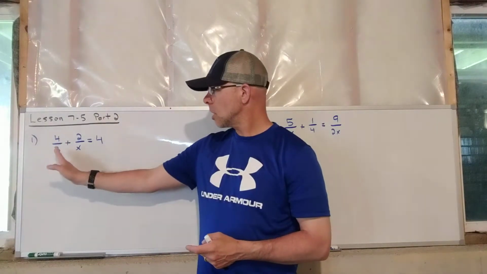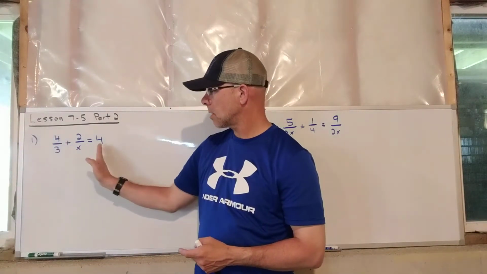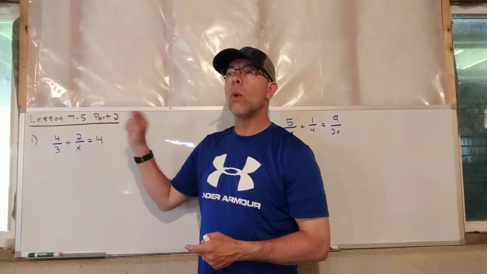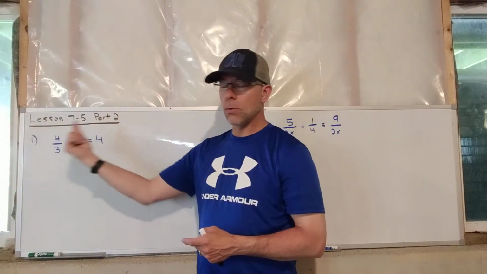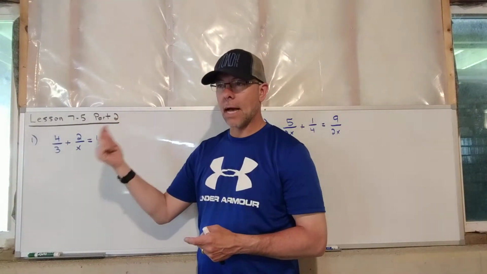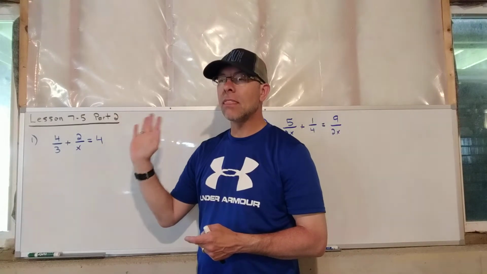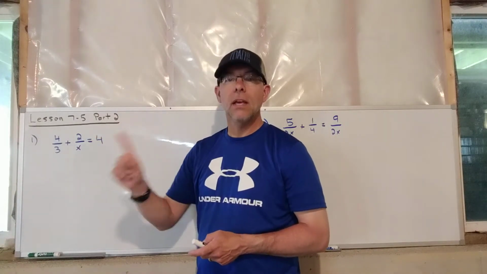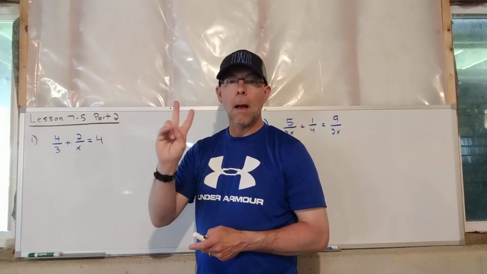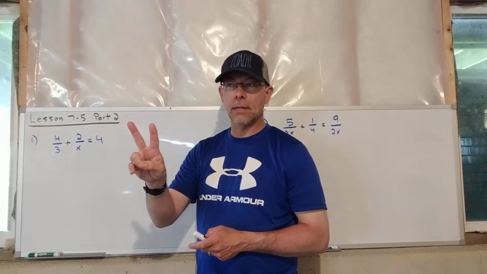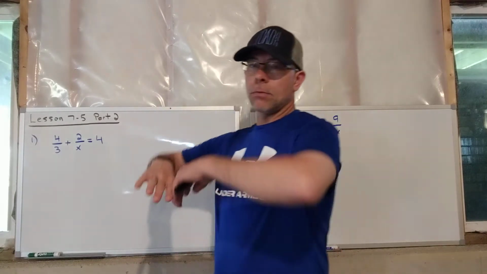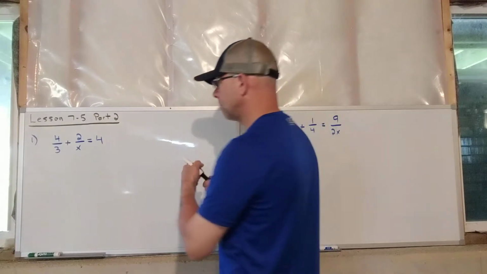Here's what you're going to do though. We're not going to change and make this 3x, and this 3x. We are going to multiply both sides of the equation by 3x. That's the common denominator method. Find the common denominator, multiply both sides by it. That's what it is. Now, I'm just going to show it as one big step.